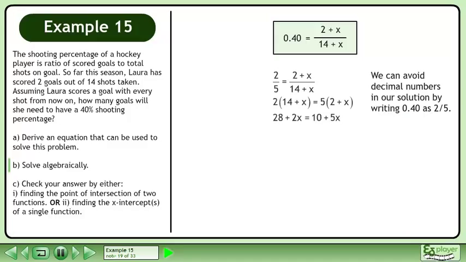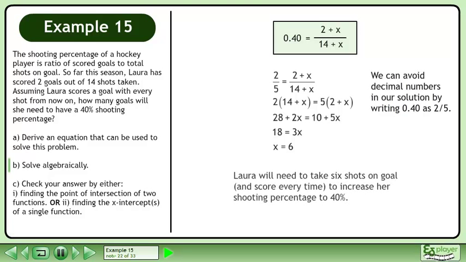Simplify the equation. Simplify further to get 18 equals 3X. Divide both sides by 3 to get X equals 6. Laura will need to take 6 shots on goal and score every time to increase her shooting percentage to 40%.